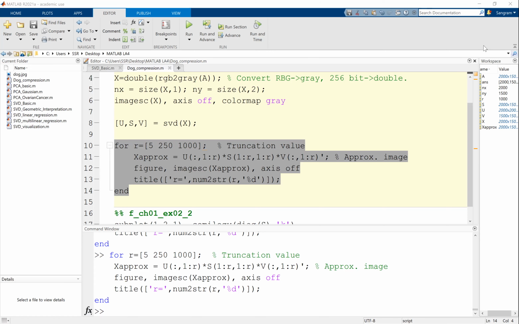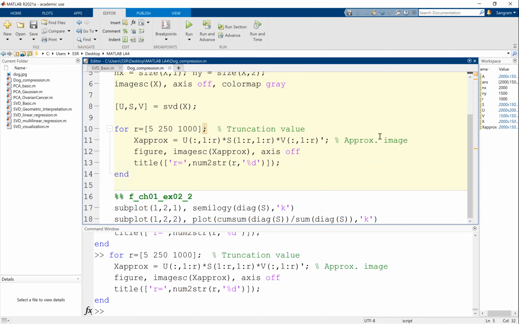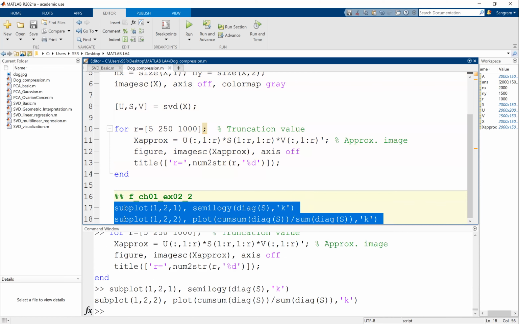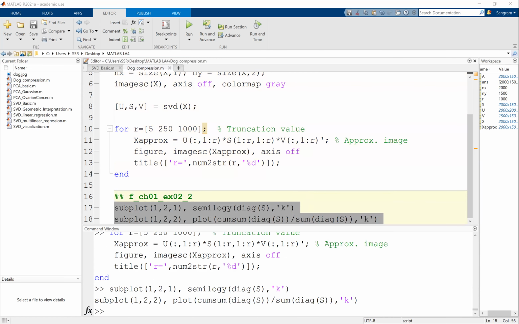Now, next thing is, how do I represent this information? Sometimes if you come from a computer science background, or if you study information theory, they call it entropy. How do I know how much information or how much entropy is retained? For that, you can actually plot the singular values, and then you will see that this is how it looks.